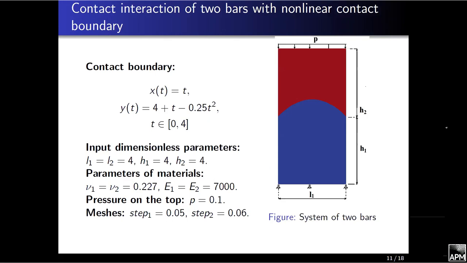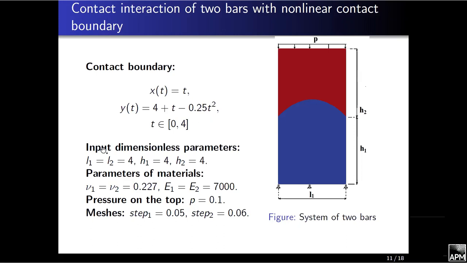Now let's consider another test. We have two bars, but with a nonlinear contact boundary. The first bar lies on the smooth table, the second bar lies on the first, and the second bar is also loaded with pressure P. We fixed both bodies horizontally on the left and right sides, and we fixed the lower body at the bottom. The contact boundary can be described by this parametric equation.